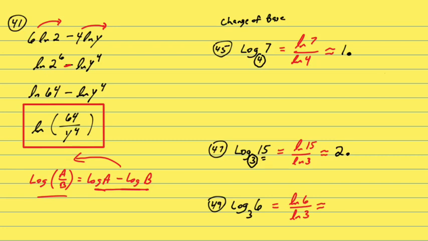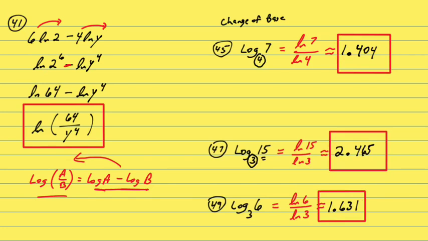3 to what power is 6? Well, 3 to the 2 is too big, so it's probably 1 point something. Anyway, when you punch these in your calculator, these should be the values you get for those. That's a change of base.